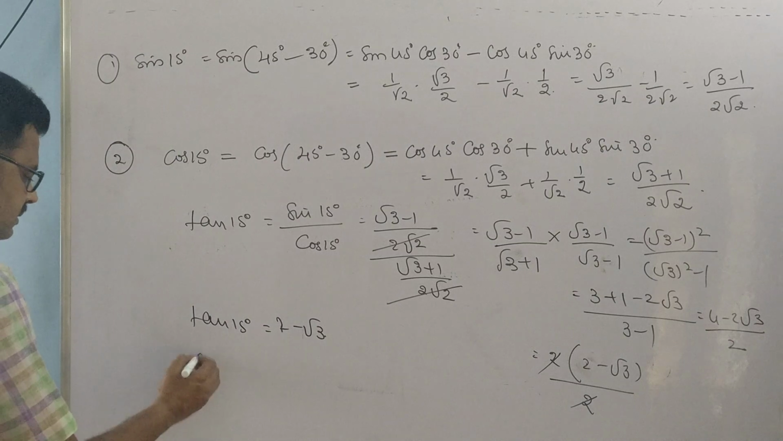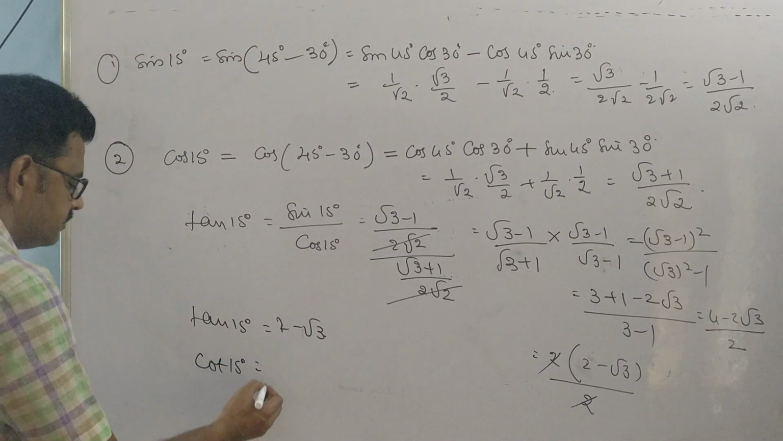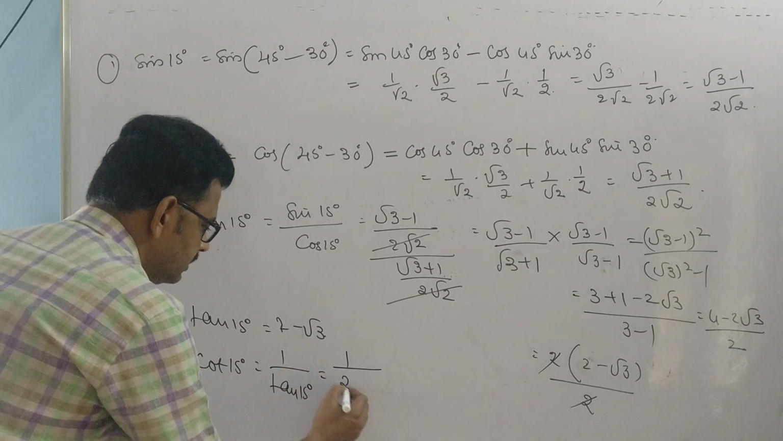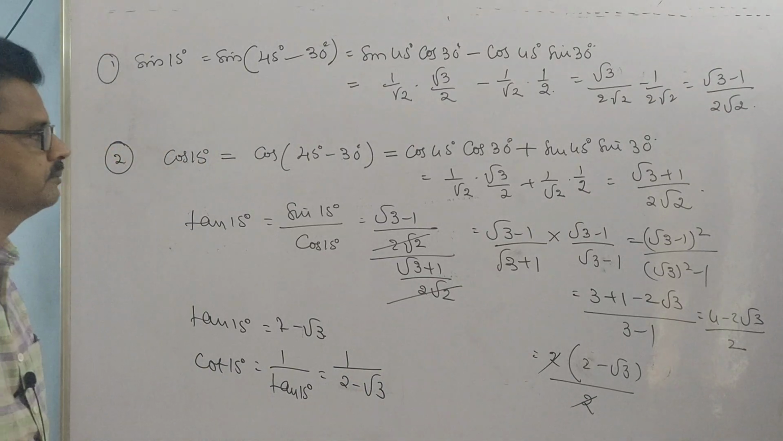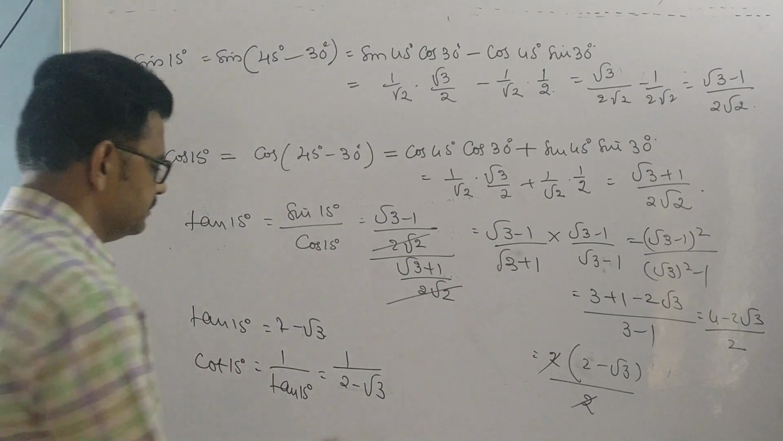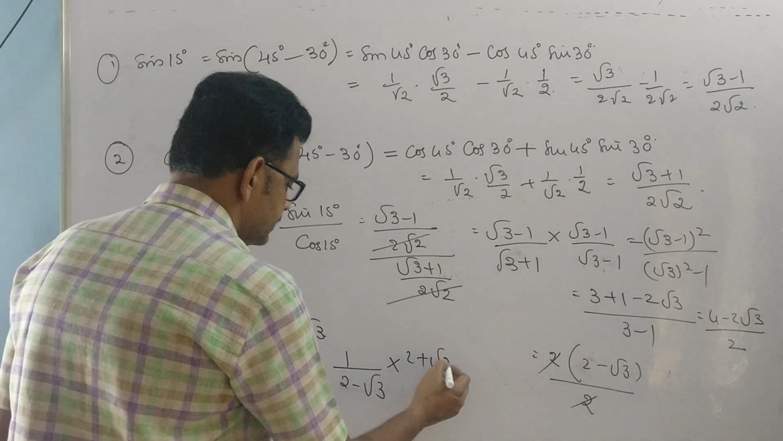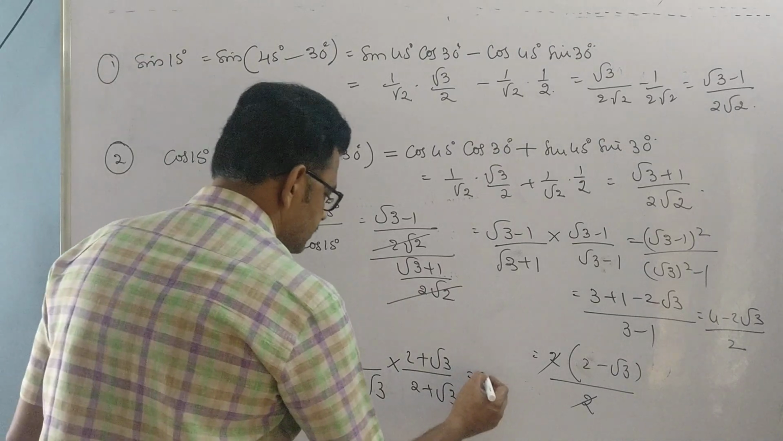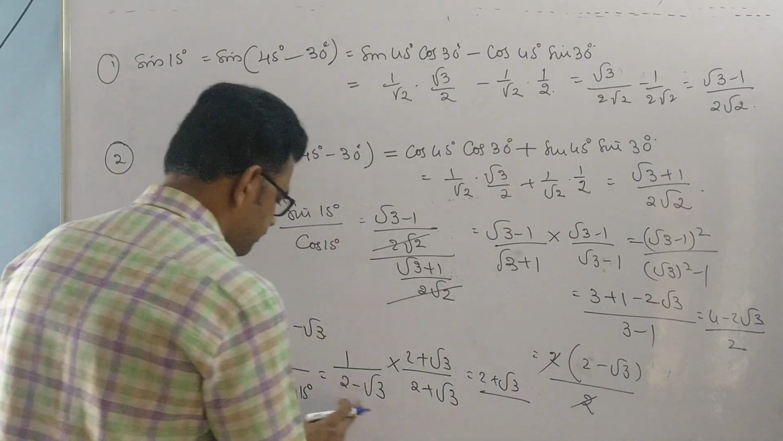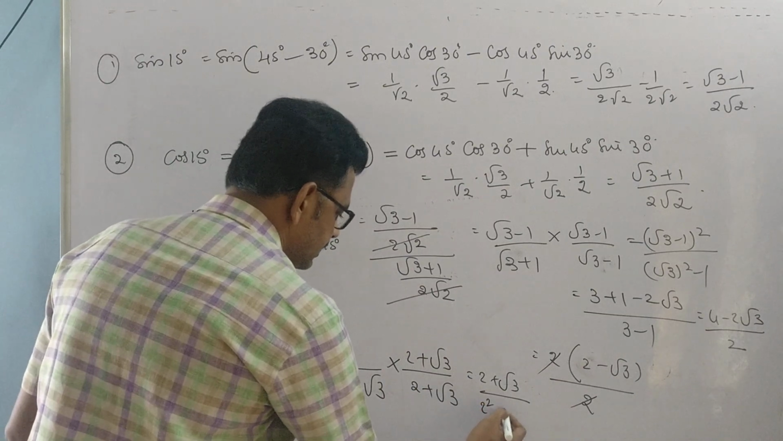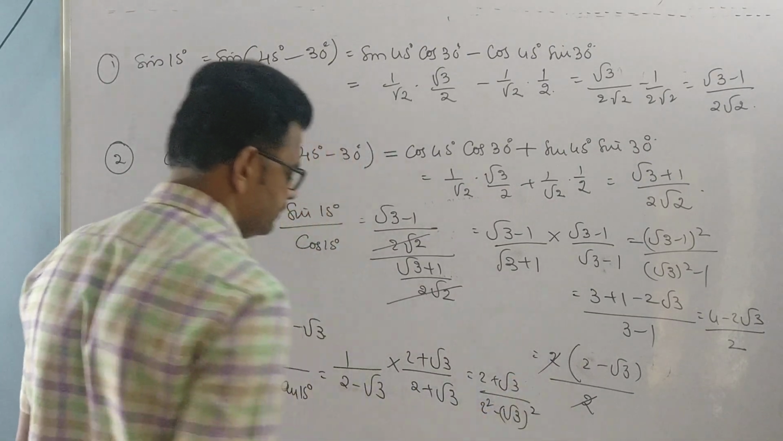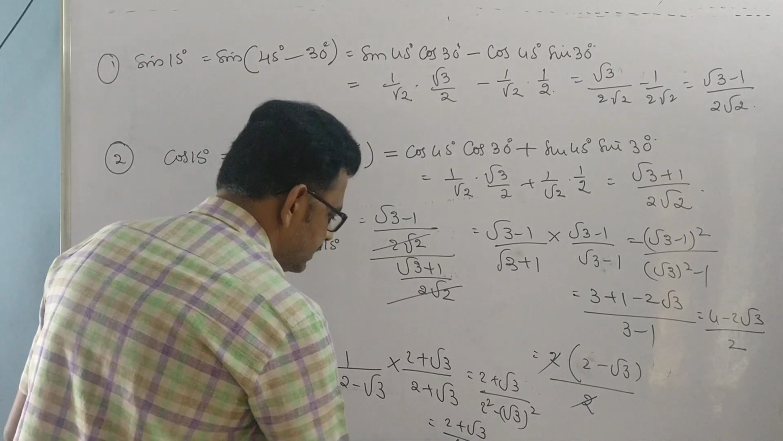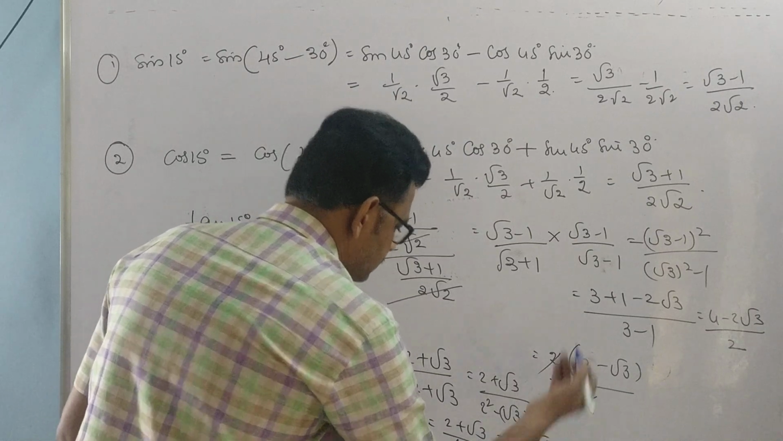From this we have to find cot 15 degrees. Cot 15 is 1 by tan 15 degrees. That is 1 by 2 minus root 3. And this also by rationalizing, 2 plus root 3 by 2 plus root 3. So this is 2 plus root 3 by a minus b into a plus b, a square minus b square. That is equal to 2 plus root 3 by 4 minus 3.